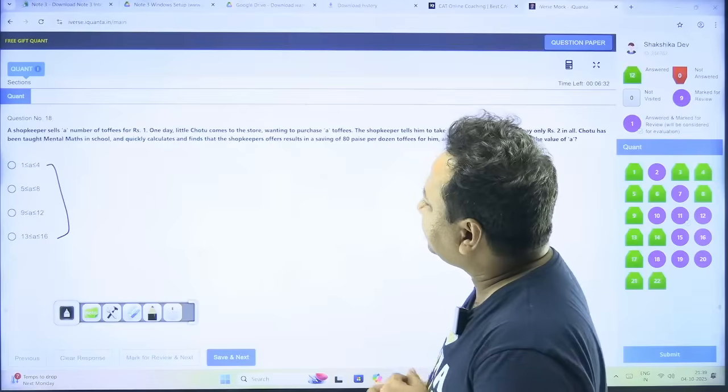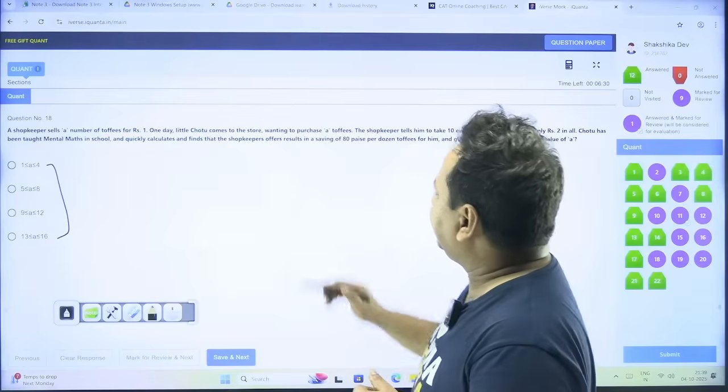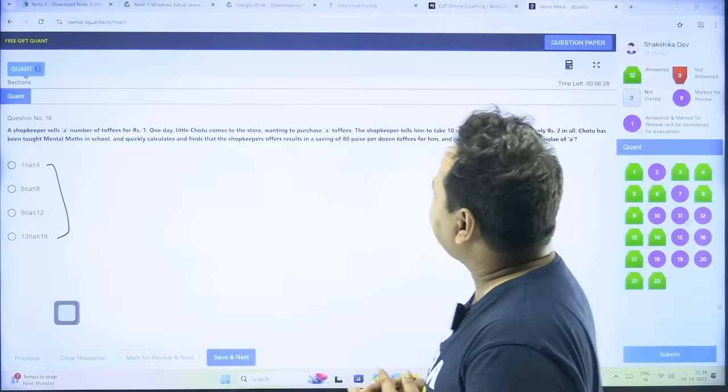I do that. Shopkeeper sells A number of toffees for ₹1. One day little छोटू comes to the store.